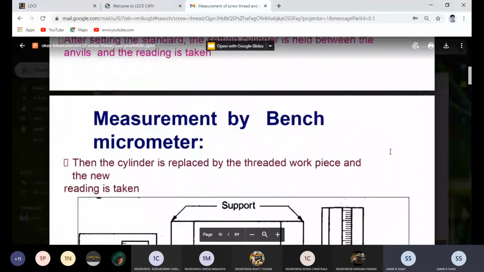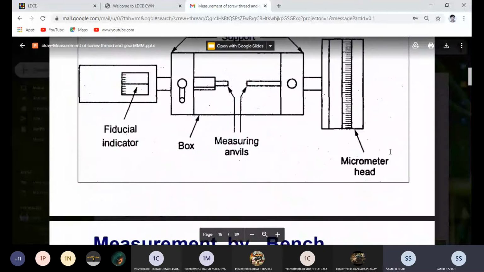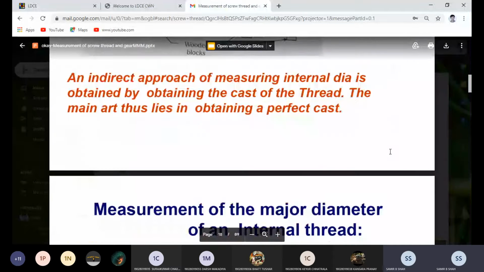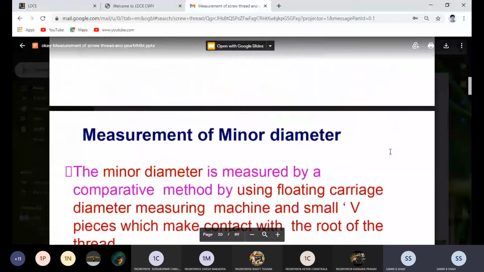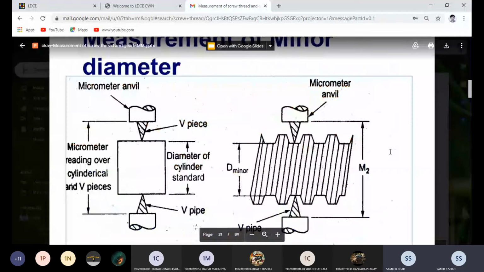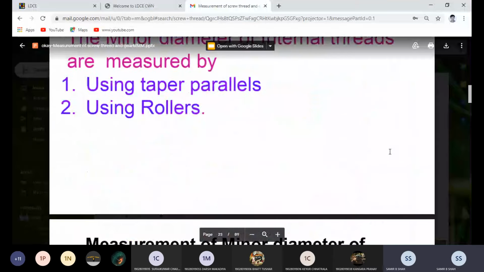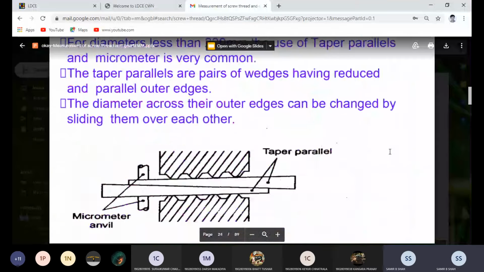Then the remaining two, as we continue, we will definitely finish in time. We know very well how to measure major diameter with a bench micrometer, and if we talk about the minor diameter, then there are two methods that we already discussed, using taper parallel and using roller.